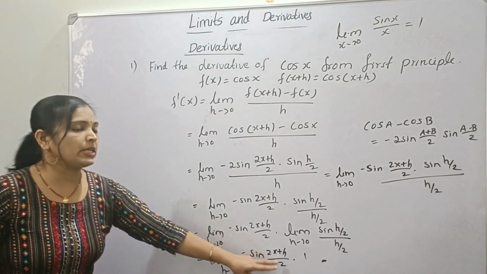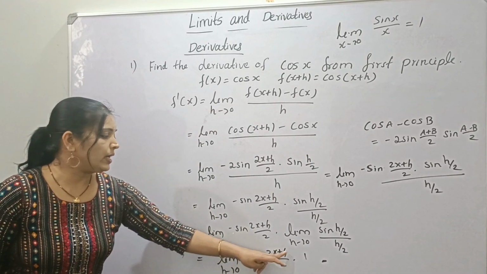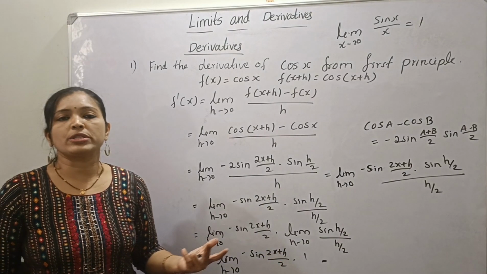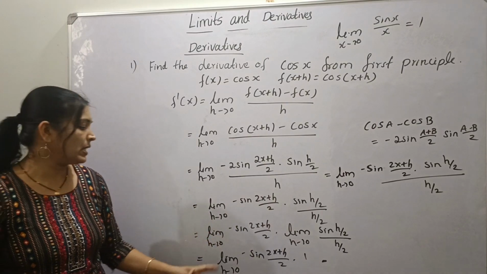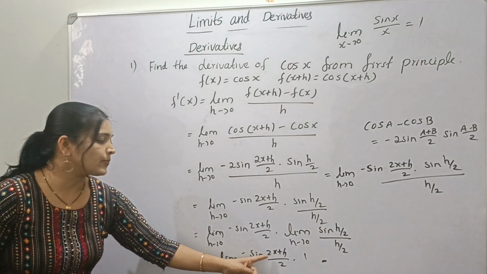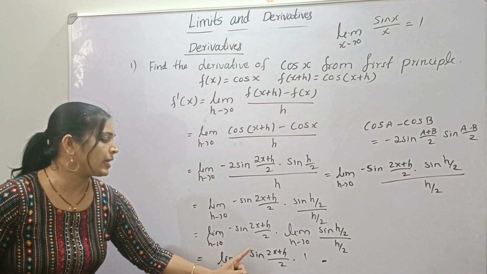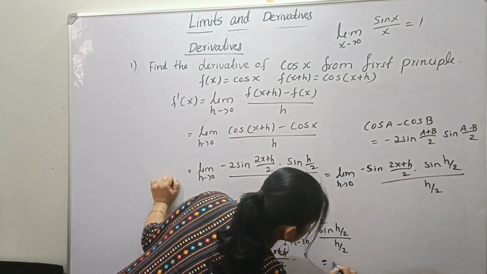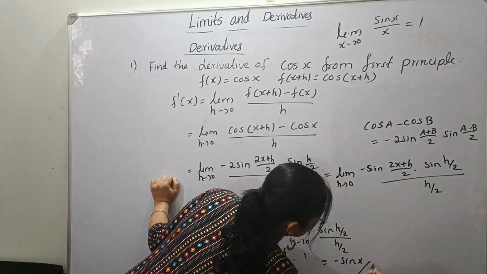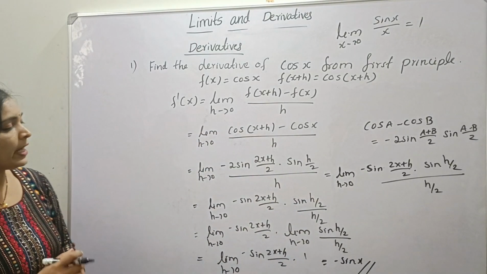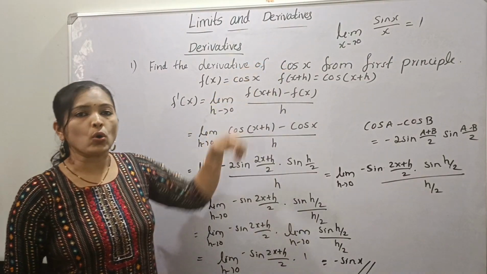now apply the limit here for this. Put h is equal to 0 using the direct substitution method. Put h is equal to 0, you will get 2x plus 0 by 2. So the 2 will cancel, you will get minus sin x. So minus sin x is the derivative of the function cos x.